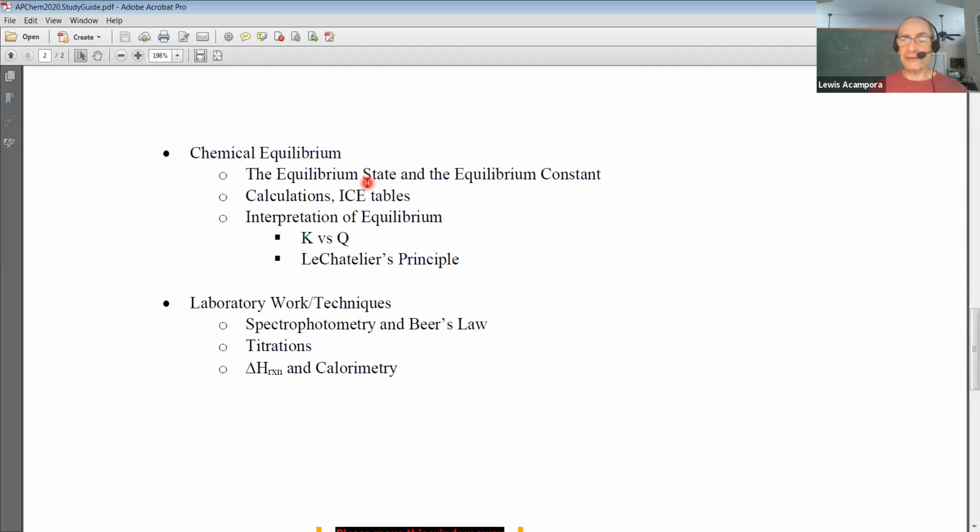And why do systems attain equilibrium? Calculations using ICE tables, that's initial, change, and equilibrium concentrations. And then the interpretation of the equilibrium, the K versus Q and Le Chatelier's principle.